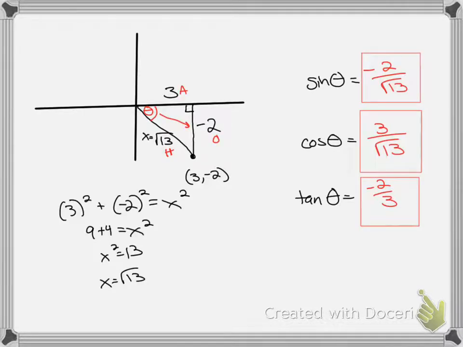Okay, Pythagorean theorem should have given you root 13 for the hypotenuse. Sine, negative 2 over root 13. Cosine, 3 over root 13. And tangent, negative 2 over 3.